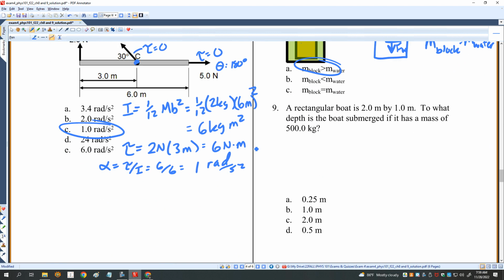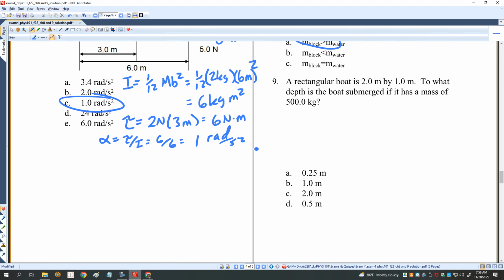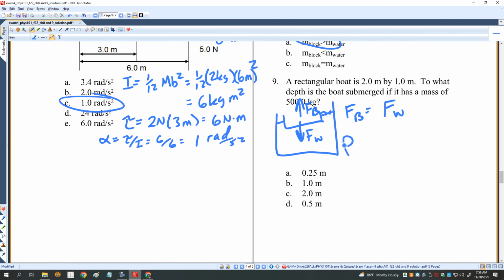A rectangular boat is 2 by 1 meters. To what depth is the boat submerged if it has a mass of 500 kilograms? Well, here's my boat. I have a weight, a buoyant force. I know that as it's floating, those two are equal. The buoyant force is rho vg, and the weight is m times g.